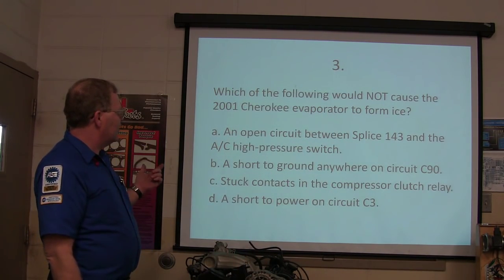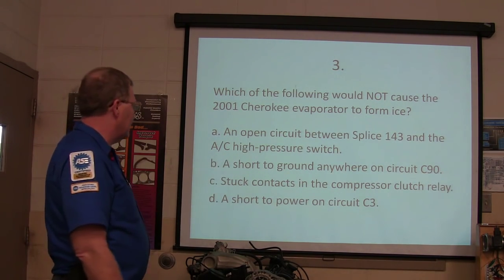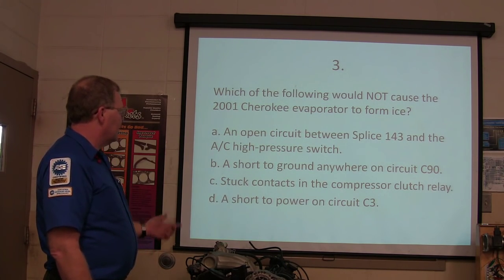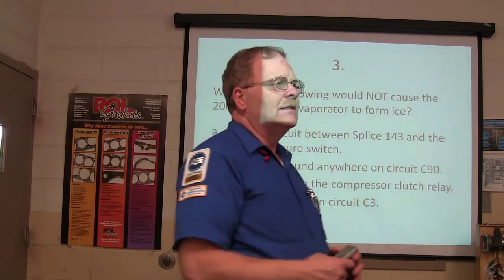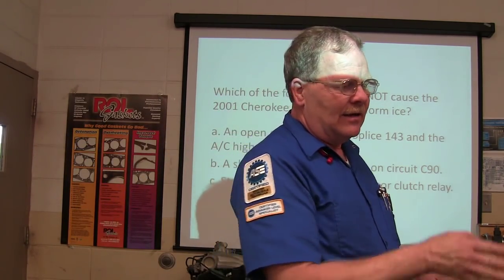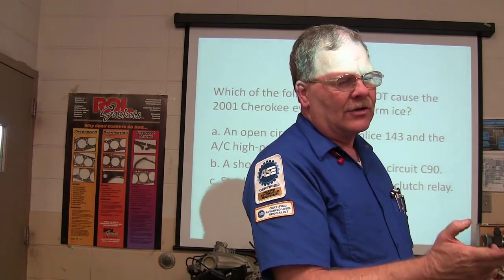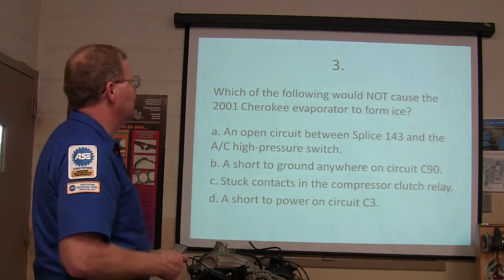An open circuit between splice 143 and the high pressure switch, or a short to ground anywhere on circuit C90. You'd have to have a schematic to do these. Stuck contacts in the compressor clutch relay, or a short to power on circuit C3. All I was telling you a minute ago was look for anything that's going to either have the relay closed all the time or the compressor clutch shorted to power somewhere so that it never turns off. That'll make it form ice.